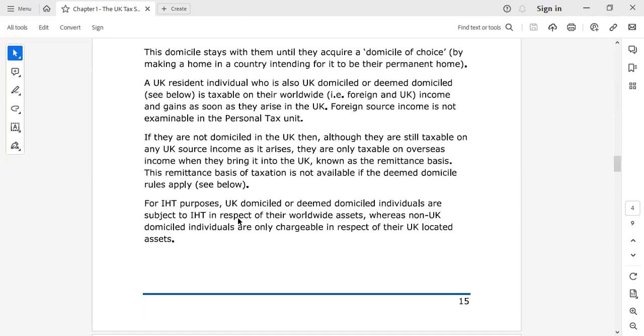For inheritance purposes, UK domiciled or deemed domiciled individuals are subject to inheritance tax in respect of their worldwide assets, whereas non-UK domiciled individuals are only chargeable in respect of their UK located assets.